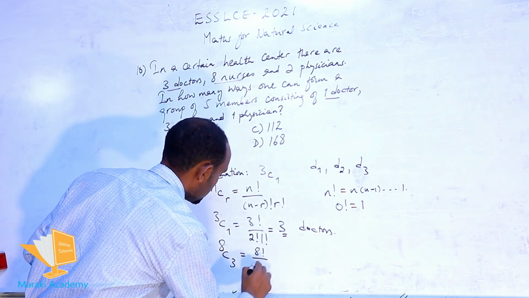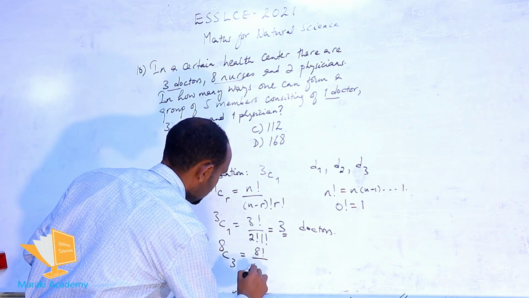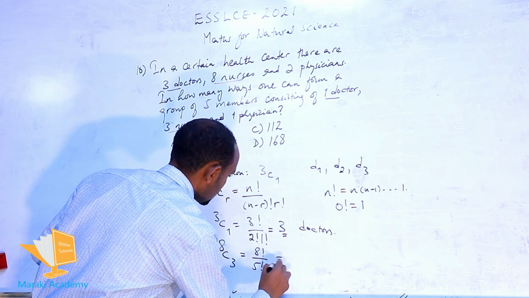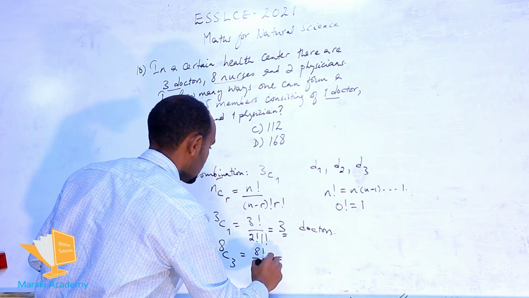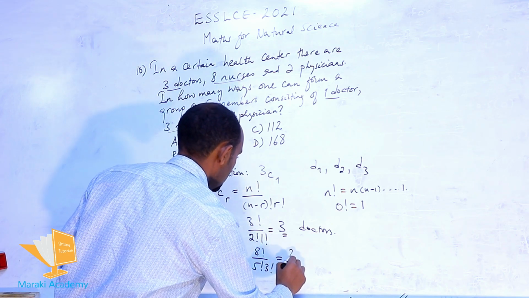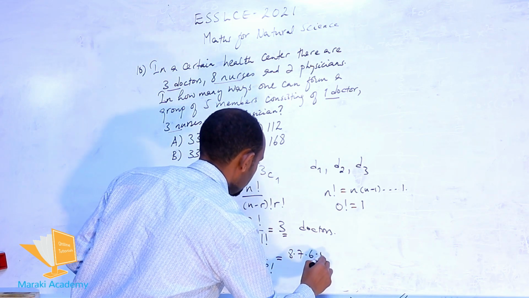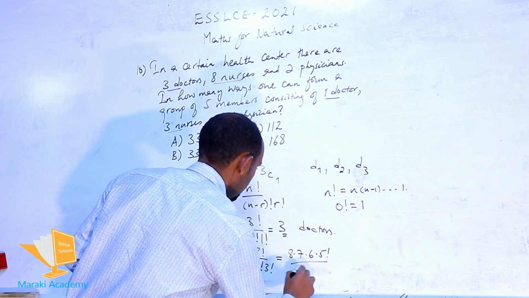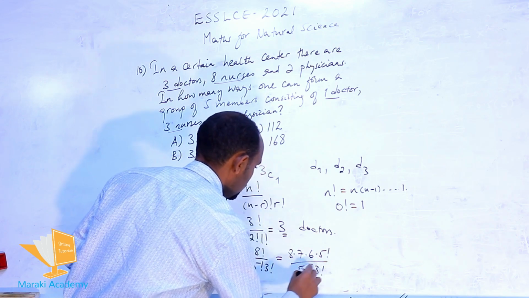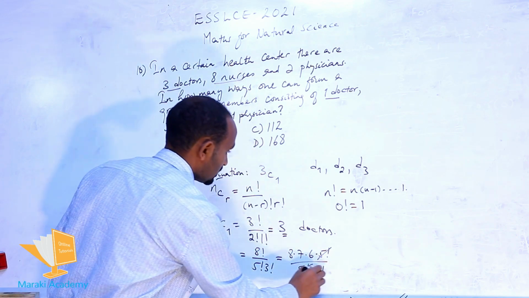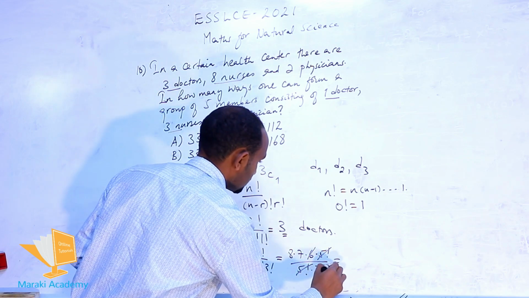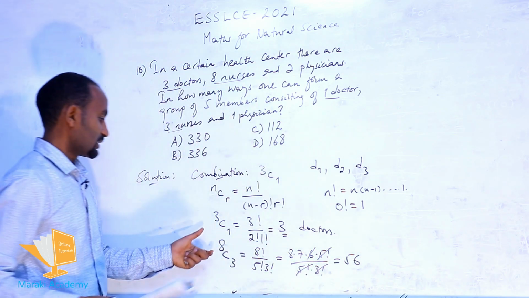8 factorial divided by (8 minus 3) factorial, that is 5 factorial times 3 factorial. 8 times 7 times 6 times 5 factorial divided by 5 factorial times 3 factorial. So 5 factorial by 5 factorial cancels. 3 factorial means 6. So 7 times 8 is 56.